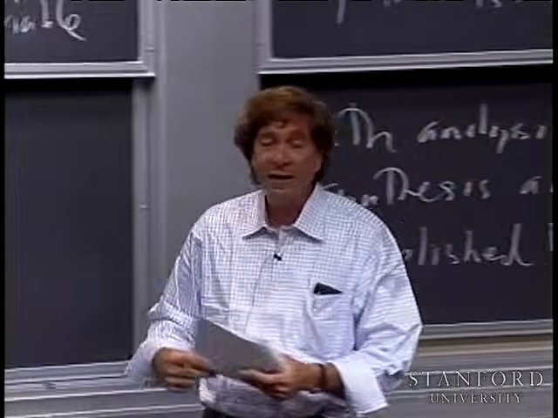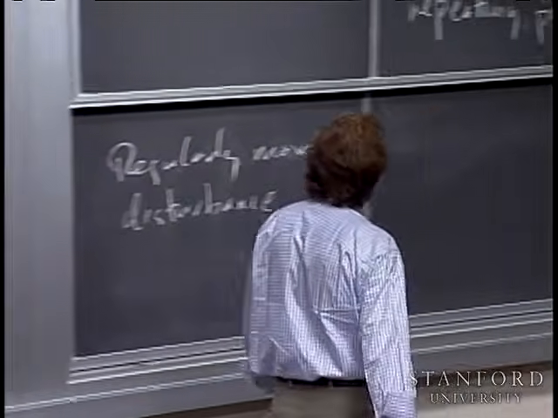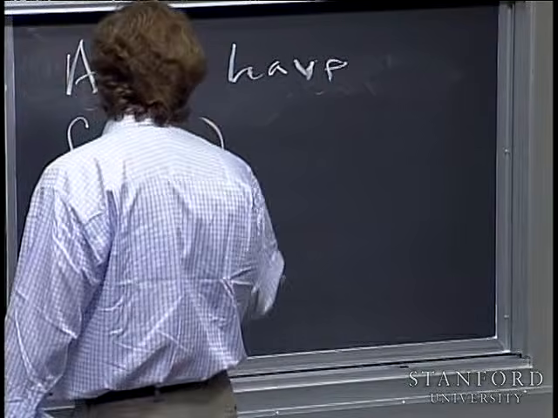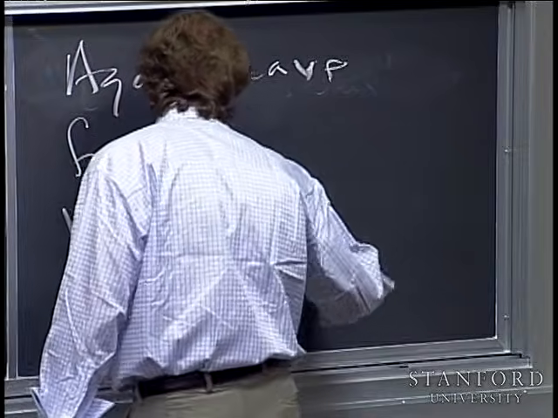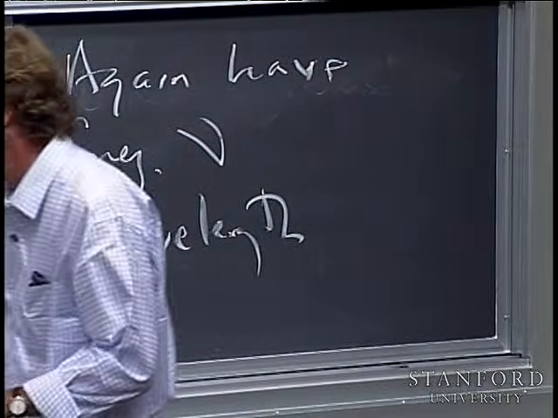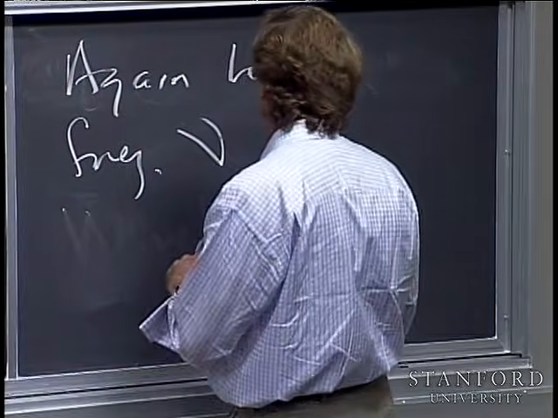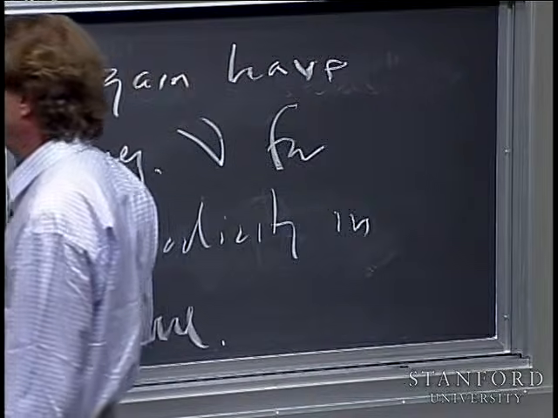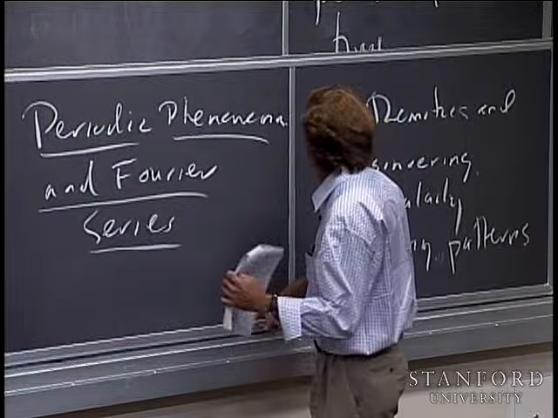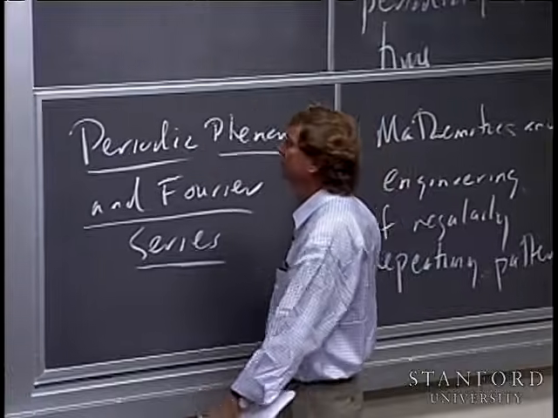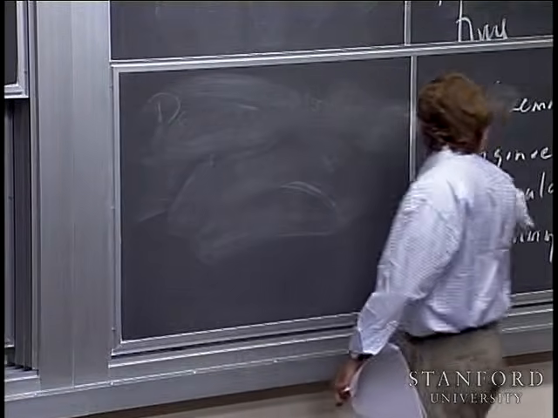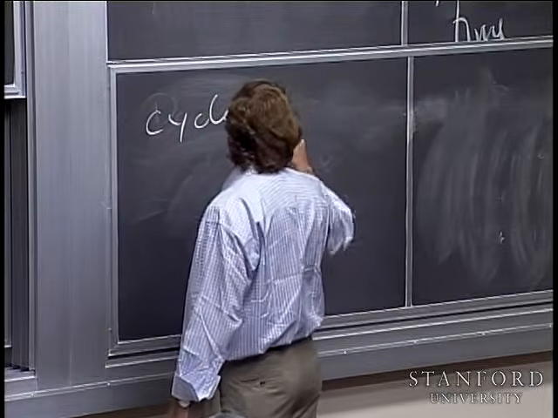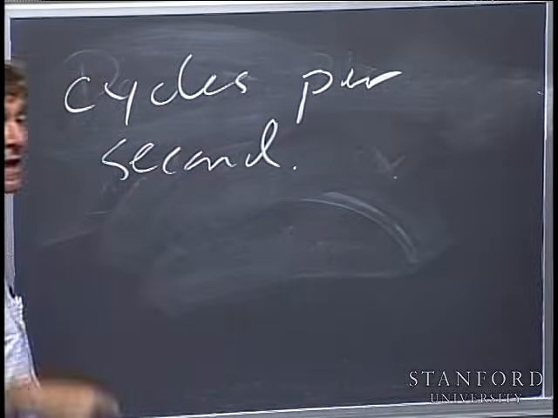Now, there, again, the two descriptors come in, the frequency and the wavelength. You have frequency, nu, for periodicity in time, and wavelength for periodicity in space. Frequency is the number of times it repeats in 1 second. This is cycles per second, the number of times that the pattern repeats in 1 second.